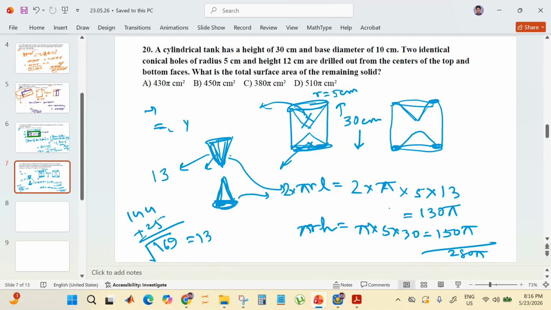Actually, I made a mistake in one formula. 2 pi r h will be there, because 2 pi r h is the lateral surface area. It is 300 pi. So 300 pi plus 130 pi, that is 430 pi. 430 pi will be the answer, which I think is in option A.